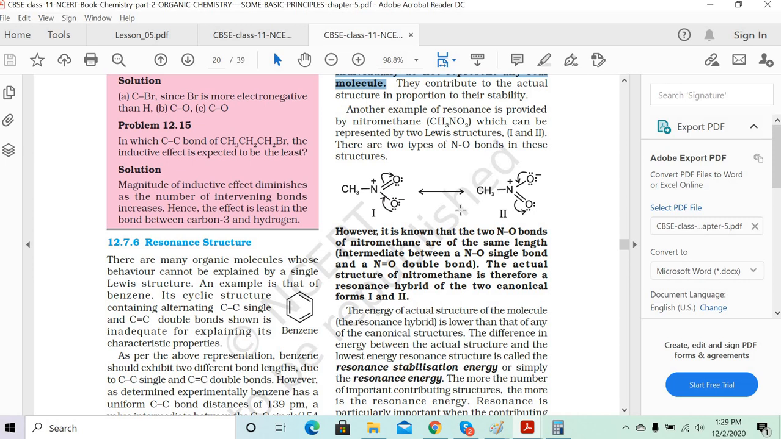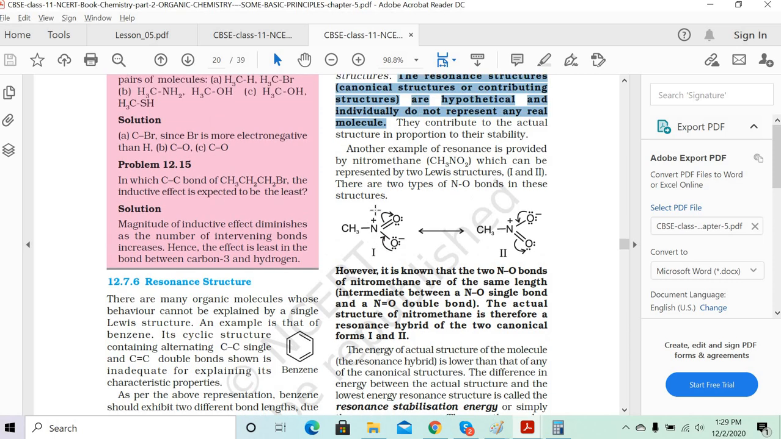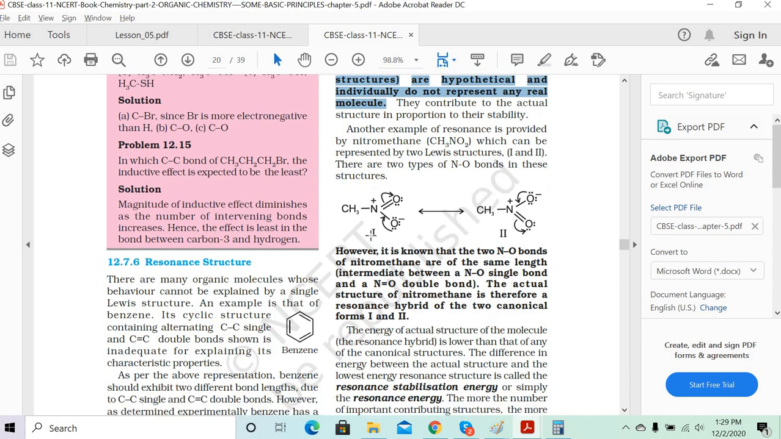Vijay, done with resonance for nitromethane now? Yes, sir. Done. Okay, now look at this part. This benzene structure we need to understand now. In this part, nitrogen, you will see there is a double bond with oxygen and a single bond with the other oxygen.